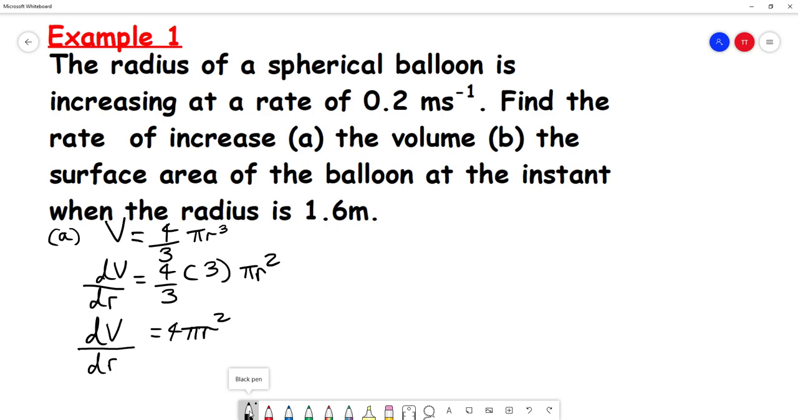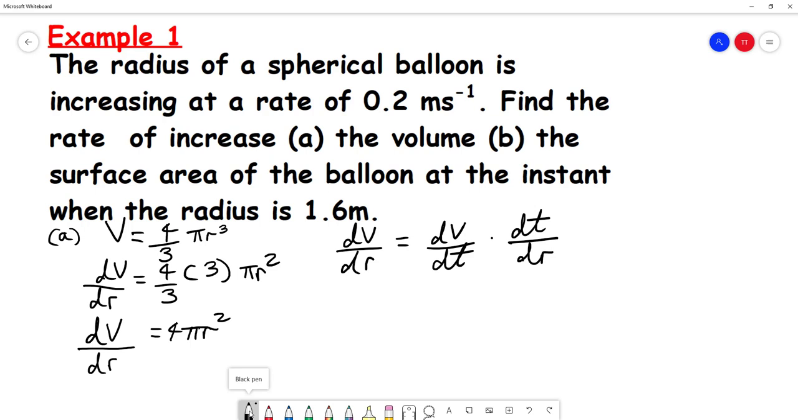So what we're going to do is now use the chain rule. So dV by dr is essentially dV by dt, because rate means with respect to time. So the rate of change of the volume is dV by dt. Now to get dV by dr, we just times it by dt over dr. Now this will be equivalent to dV over dr.